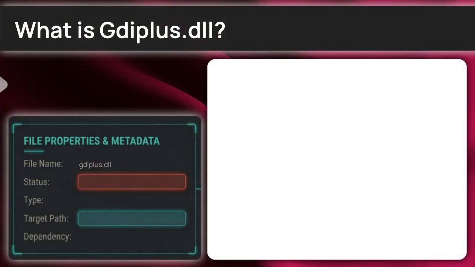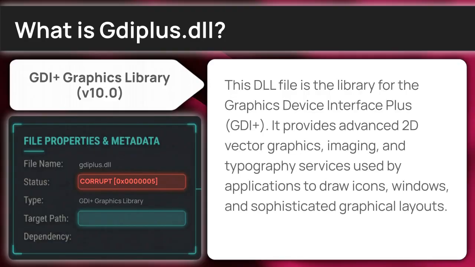This DLL file is the library for the Graphics Device Interface Plus, GDI Plus. It provides advanced 2D vector graphics, imaging, and typography services used by applications to draw icons, windows, and sophisticated graphical layouts. With that background out of the way, here is how we actually restore the missing component.